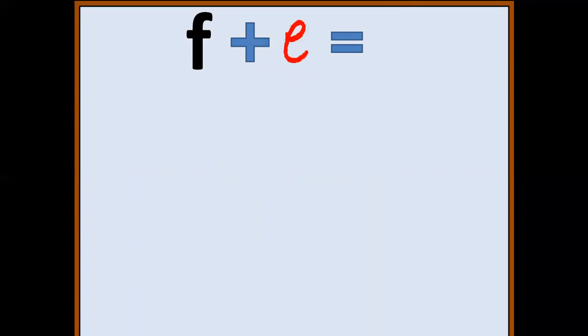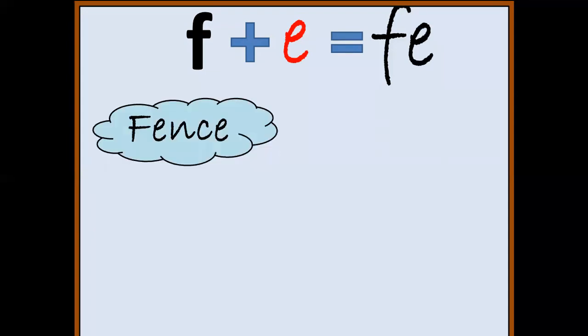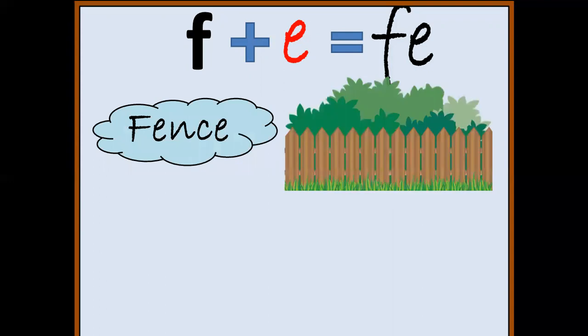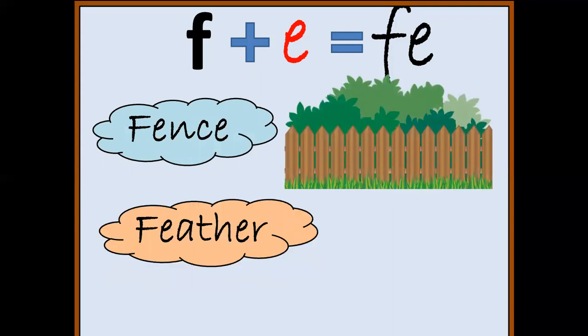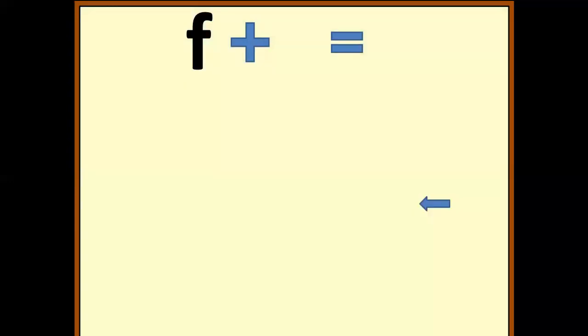Now next, what is this? E. E. What is the sound of F? F. And what is the sound of E? E. Now join these two sounds. F, E. F, E. F. F. Fence. Fence. F, E. F. Feather. Feather. Feather. Try to speak with me.